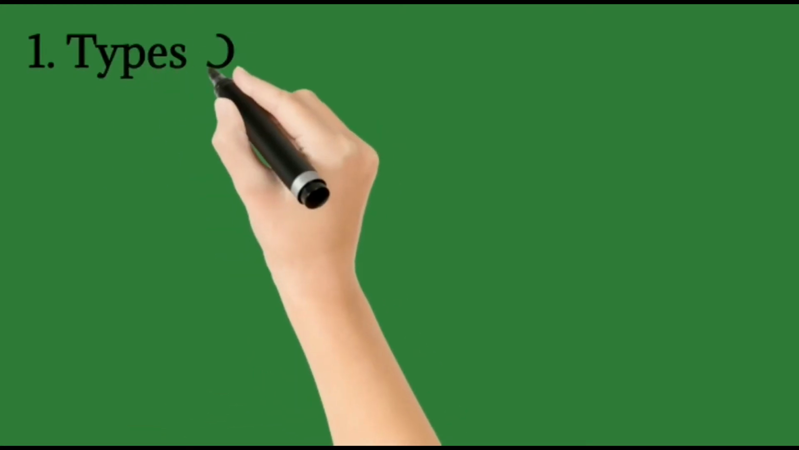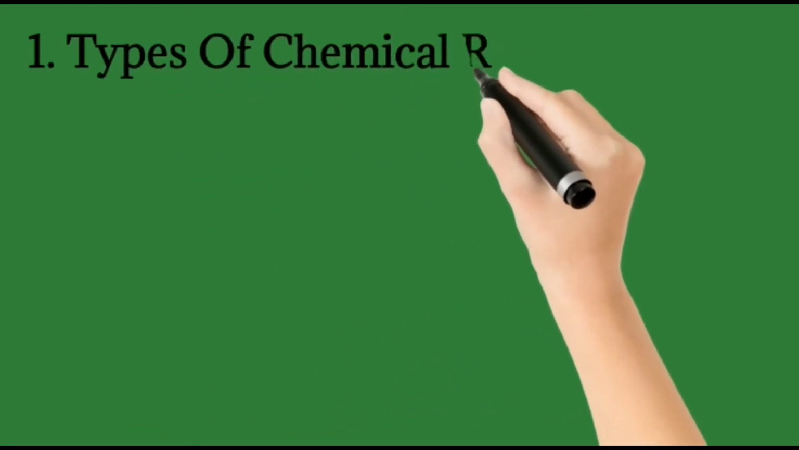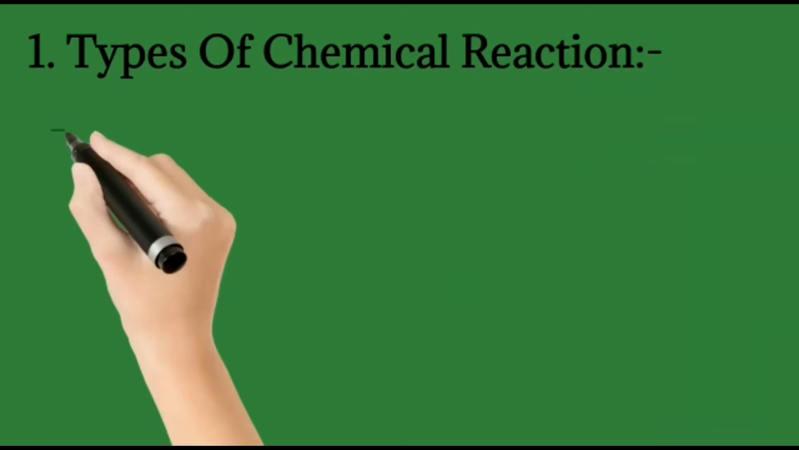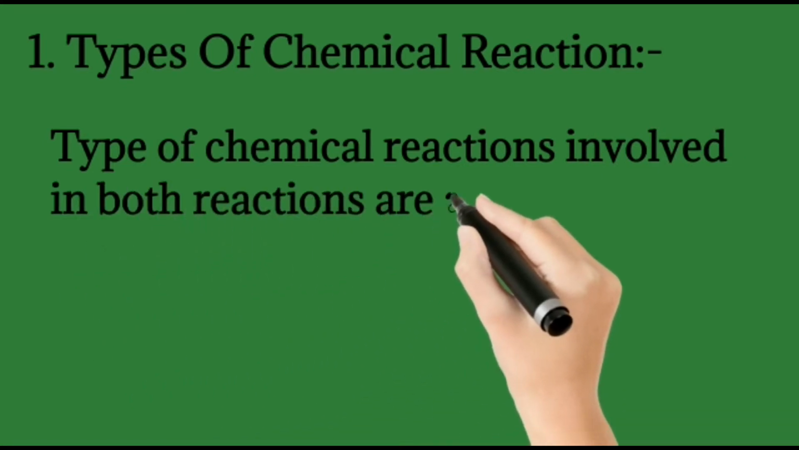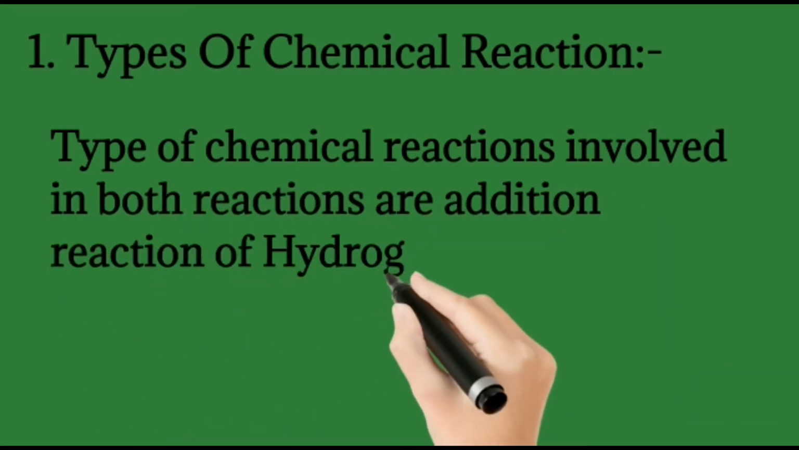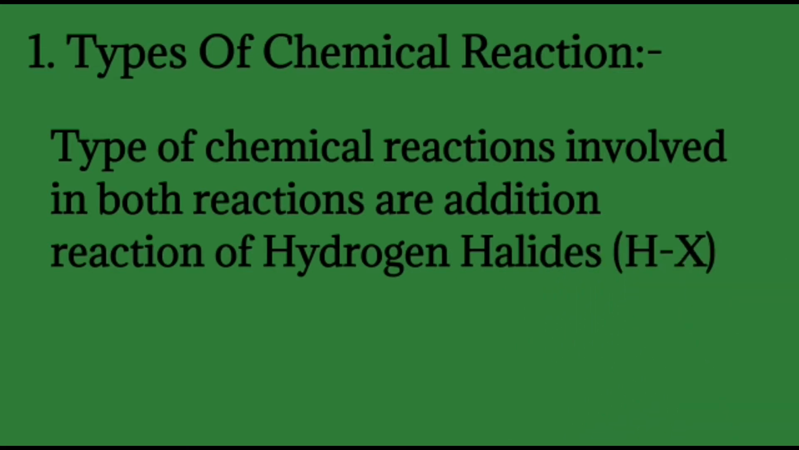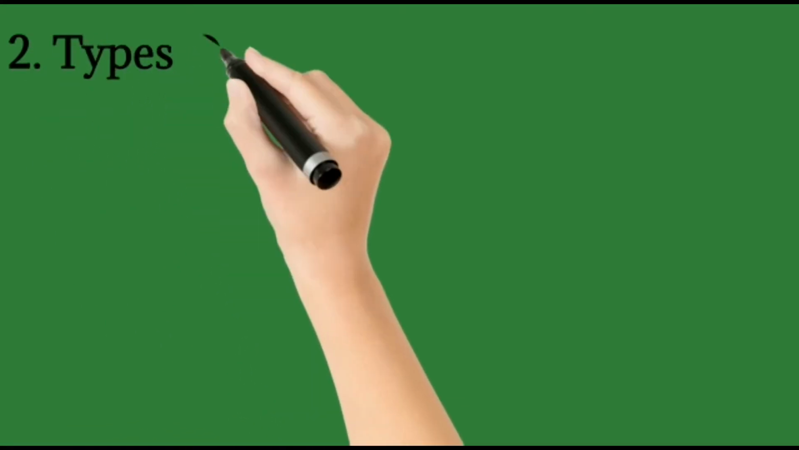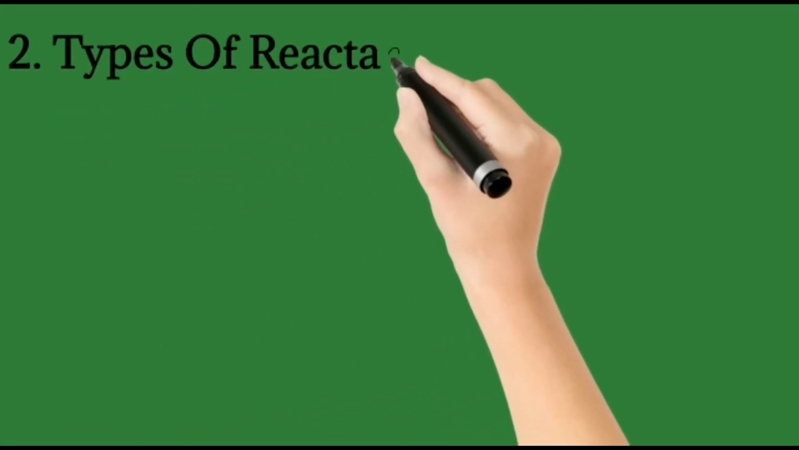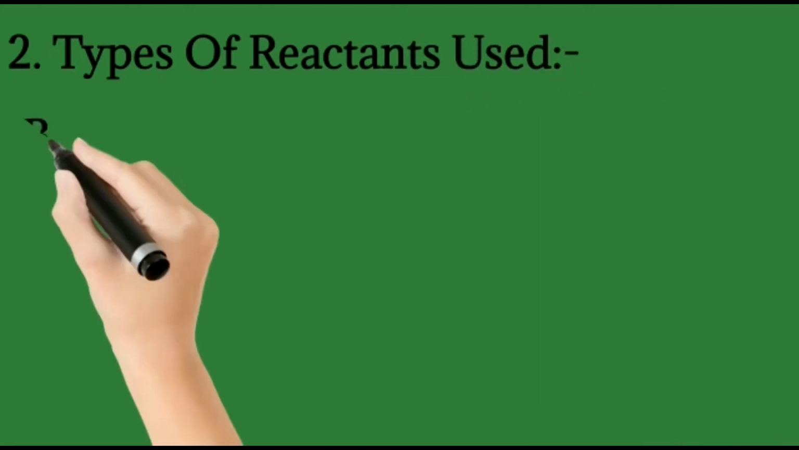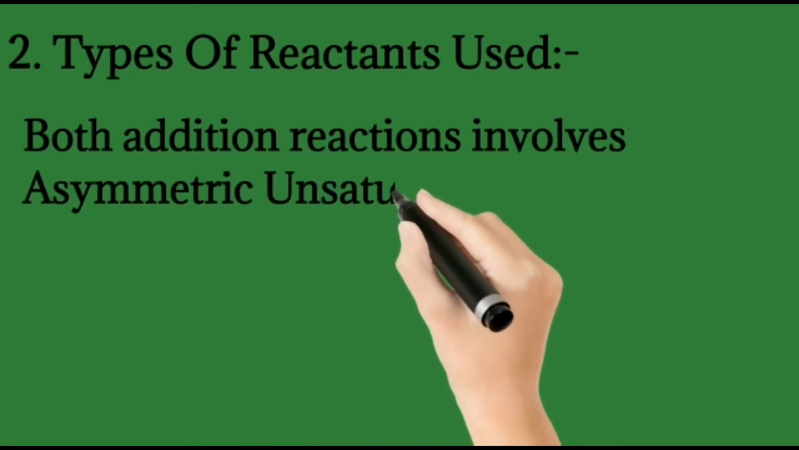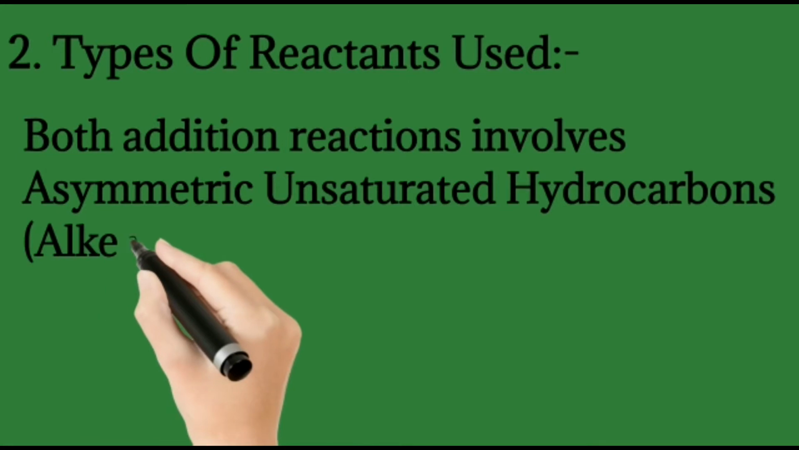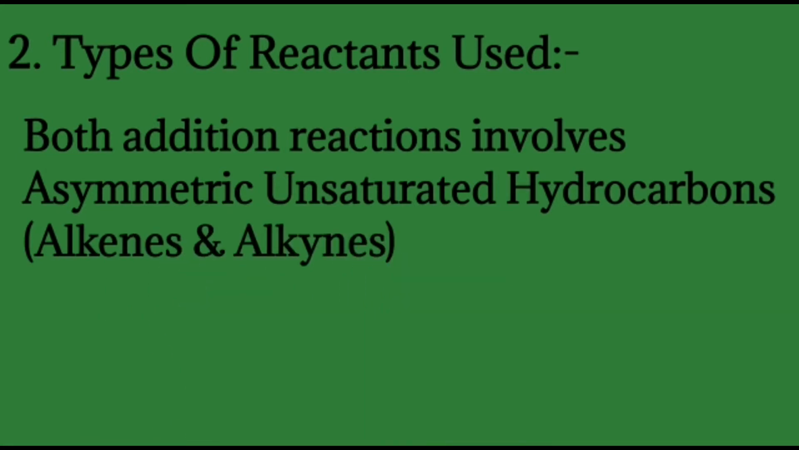Let us consider the first similarity with respect to the type of chemical reactions. So here remember the type of chemical reactions involved in both the reactions are addition reactions of your hydrogen halides. Now, let us consider the second similarity with respect to the type of the reactant used. Remember here, both addition reactions involve the asymmetric unsaturated hydrocarbons, that is your alkenes and alkynes, as a reactant.